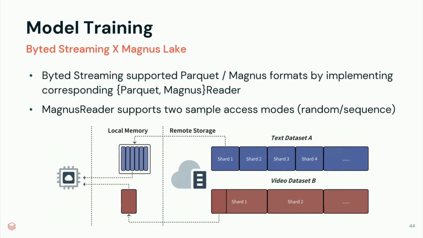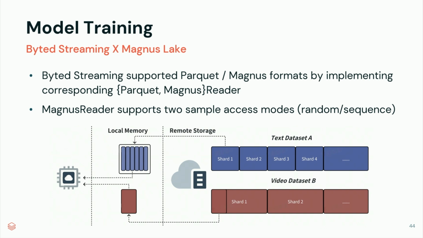So now we can try to integrate ByteDance Streaming with Magnus Lake. ByteDance Streaming can support any format by simply implementing the corresponding format reader, and I think it only takes 100 lines of code under the format directory. As we can see in this picture, the Magnus reader supports two types of sample access modes.